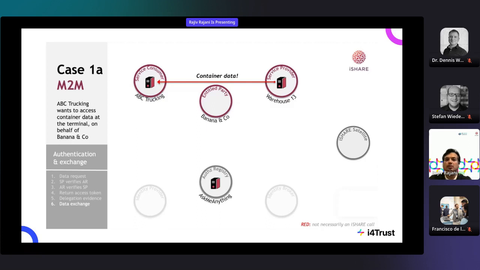As you see, only servers are involved. So no human identities are necessary, but only organizational identities, because servers belonging to organizations are talking and they are able to establish trust based on signed tokens, which are signed using digital certificates.